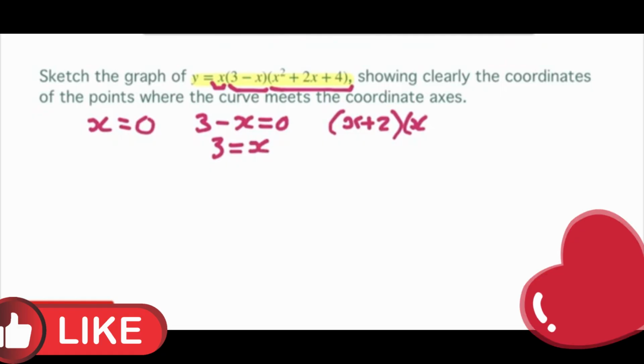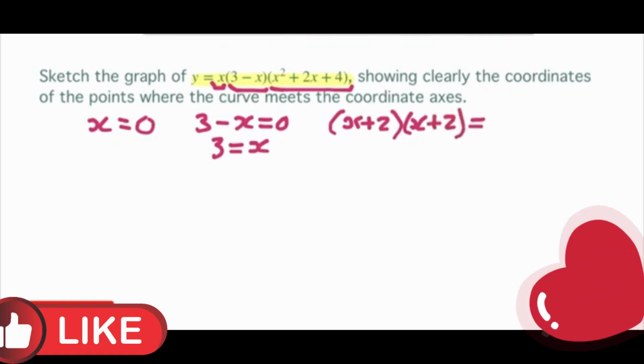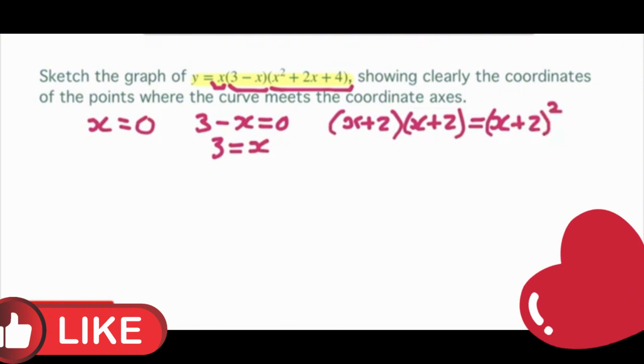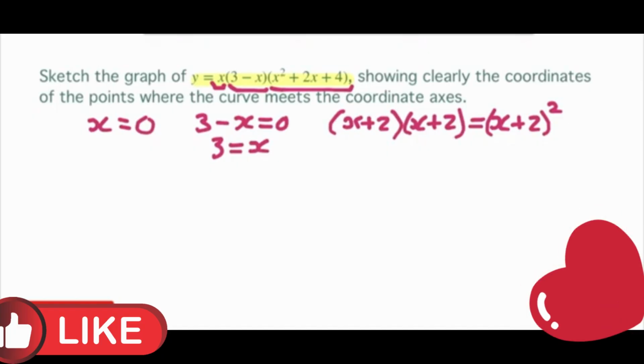Now that could be written in a slightly different way, of course. We could write that as x plus 2 in brackets squared. Now when we have that going on, that means we have a repeated root, which means our curve at some point is going to bounce off the axes.